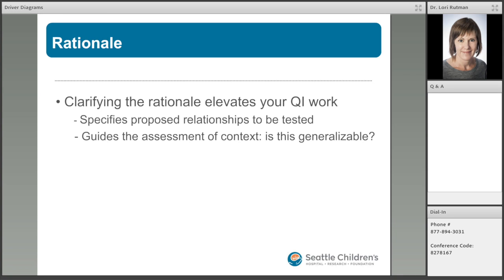Are these drivers relevant to me, or do I have a completely different system where these drivers do not relate to what I do, and therefore these interventions probably would not be successful in my setting?